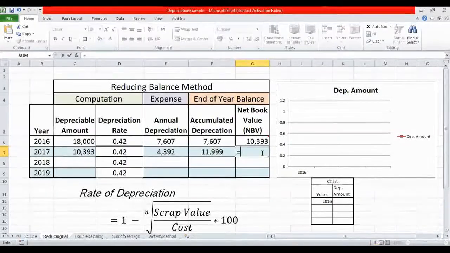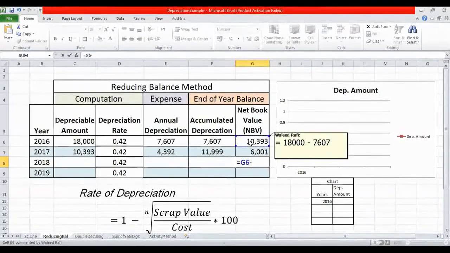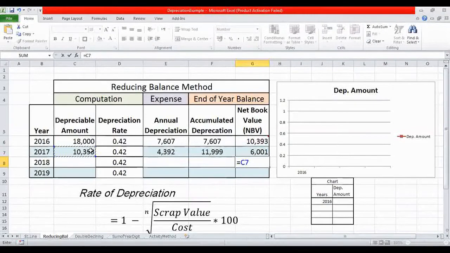So over here, 18,000 minus this accumulated depreciation, you can see it is giving us 6,001. Let's check that the other method is going to give us the same answer. So this value minus the current year, or rather than picking this value, let's pick this value. Both values are the same, so it doesn't matter which value you pick.